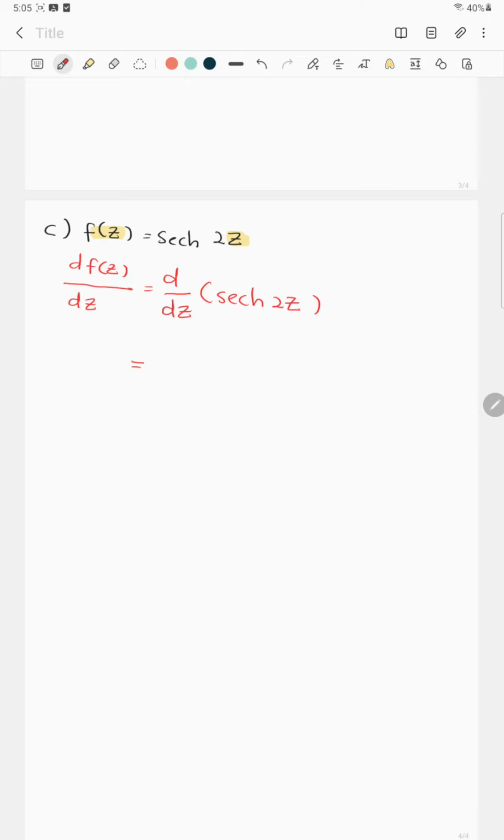So from the above formula, when we differentiate sech, we will get negative sech. For z we must put the same z. And then tanh, this is the formula from the hyperbolic differentiation. Don't forget that we need to differentiate the inner one, 2z. Since we can differentiate 2z, we get 2, right? So negative sech 2z tanh 2z.